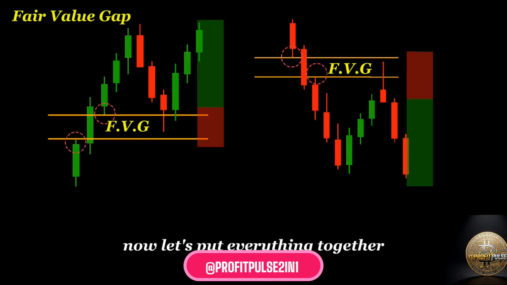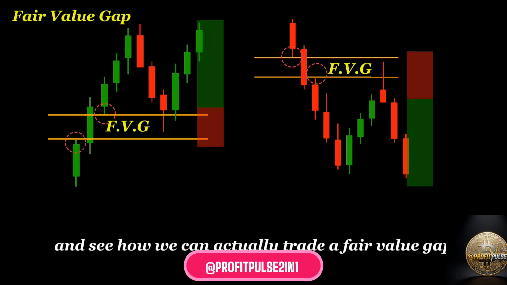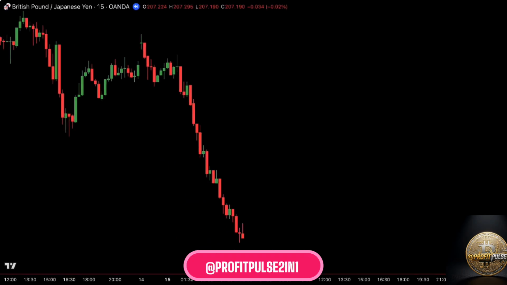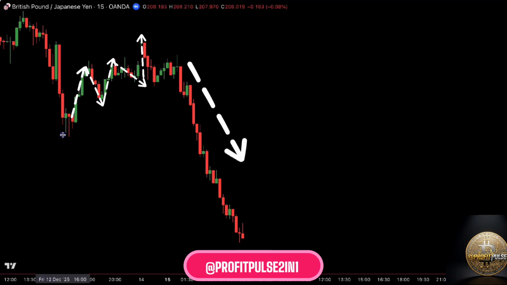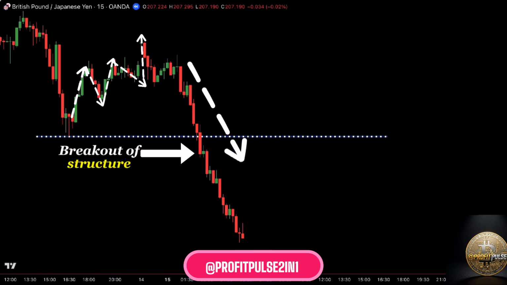Now let's put everything together and see how we can actually trade a fair value gap. The first thing we want to identify is the market structure. In this example, the market was initially creating higher highs and higher lows, showing a bullish trend. But then, something changed. Price made an aggressive move to the downside and broke below the previous swing low. That break tells us something important. The market has shifted from bullish to bearish, and sellers are now in control.